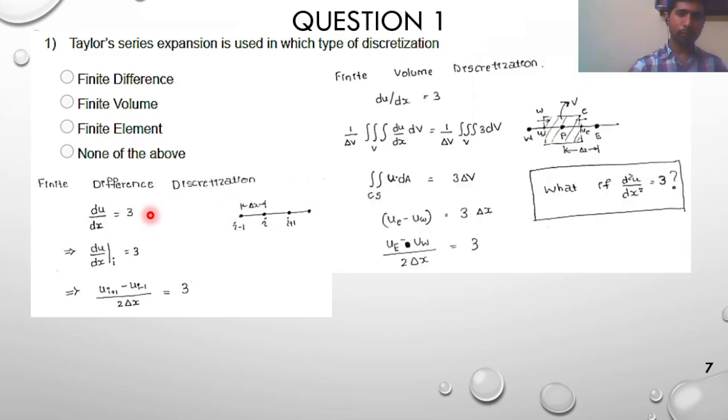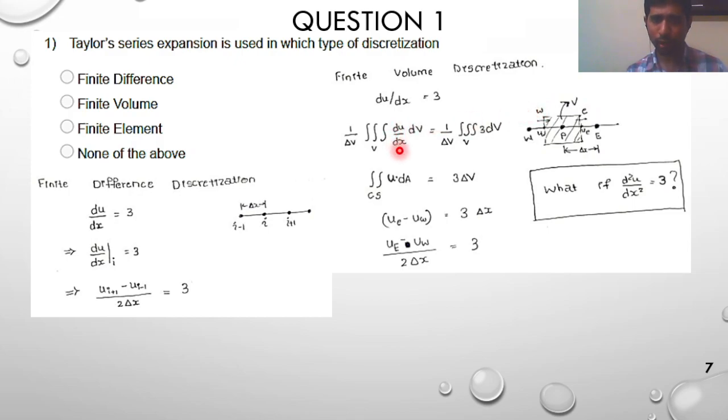Now let us come to finite volume discretization. In finite volume discretization what we do is slightly different. It's more physical, because you create a volume around this element. Around P, which is I for me, I create a volume and say that this partial differential equation must be valid in this particular control volume.